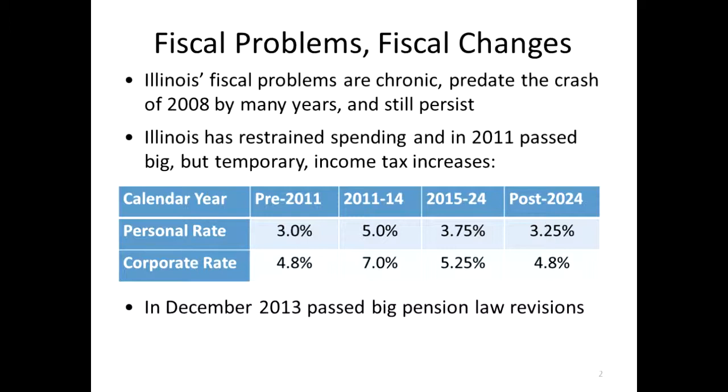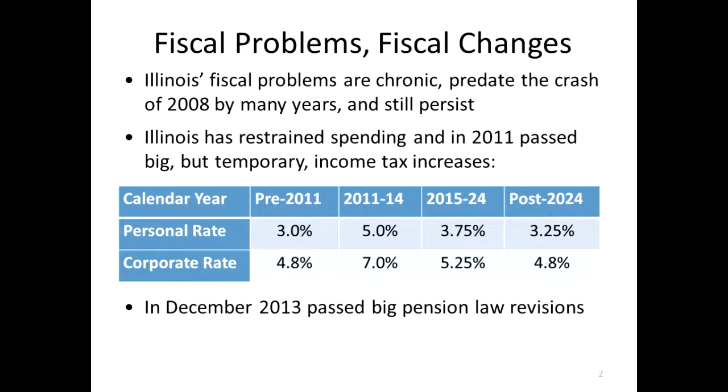The problems were not caused by, but were exposed by the crash of 2008. And since then, we've done a lot on the spending side. There have been a lot of cuts made, painful to many particular categories of recipients, social services, education, and so on. And in 2011, there was a number of temporary changes authorized.